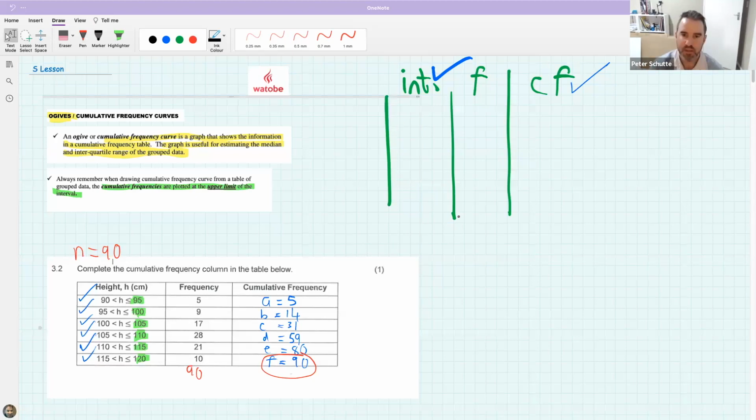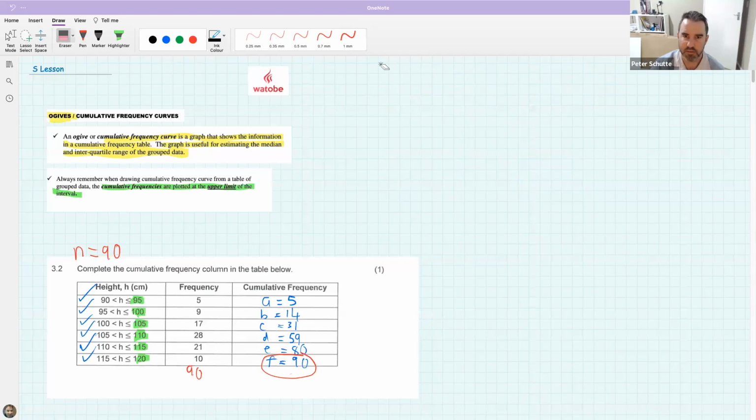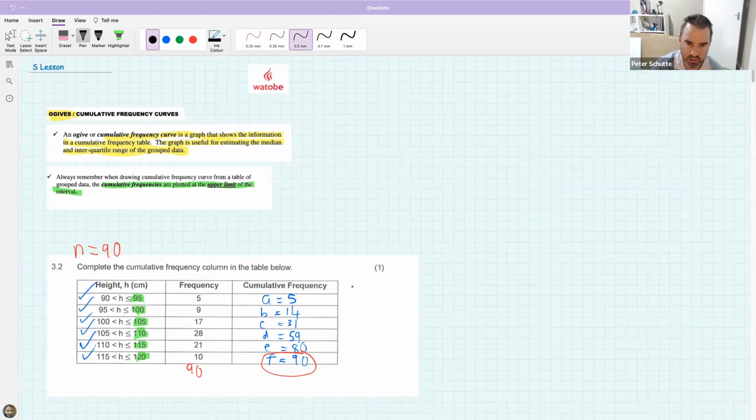Now, in order to draw an ogive, you need a set of points. So how do we get those points? I just add an extra column for those points. The way I get them is I go to the end of the interval. So I get 95 for the X. And then for the cumulative frequency, I write that down. Then the next one, I go to the end of the interval, and then I ask, what's the cumulative frequency? It's going to be 14.